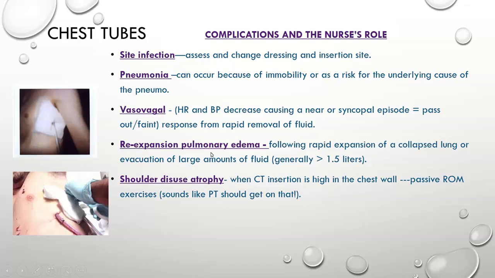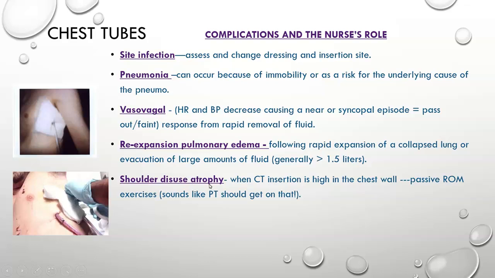Re-expansion pulmonary edema, I've never heard of this, never seen it. Evidently it must exist because it's in the notes. This can happen following rapid expansion of a collapsed lung or evacuation of large amounts of fluid. And then there's shoulder disuse atrophy.